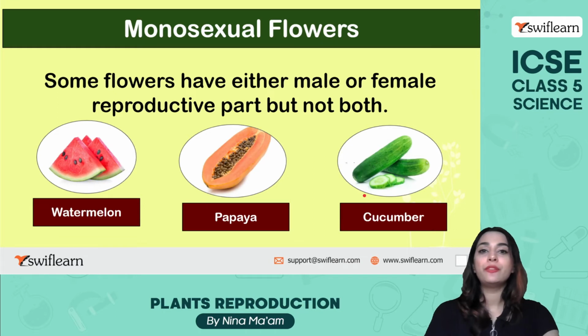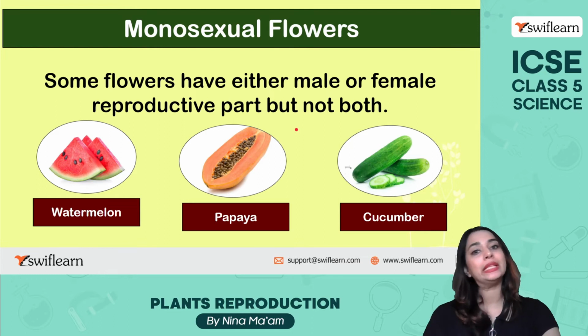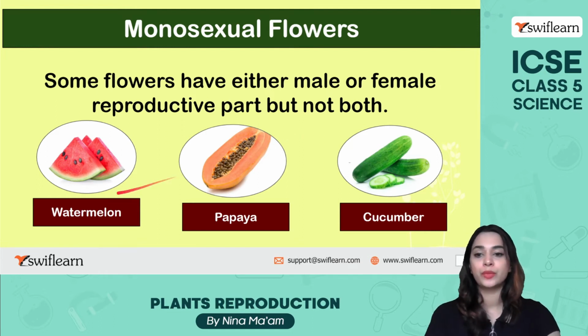In monosexual flowers or unisexual flowers, some flowers have either a male or a female reproductive part, but not both, either androecium or gynoecium, not both. So watermelon, papaya, and cucumber are examples of monosexual flowers.